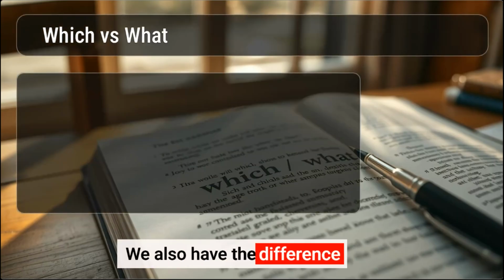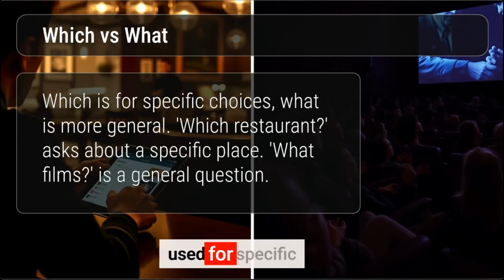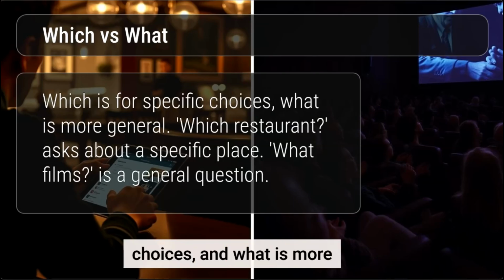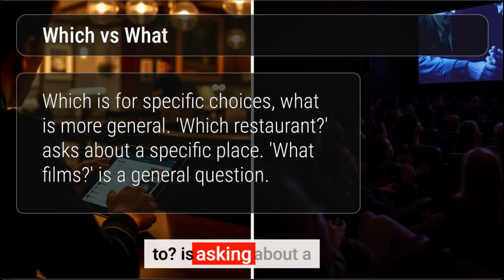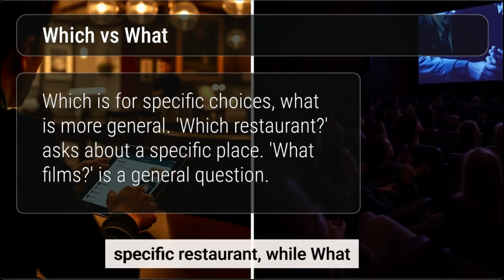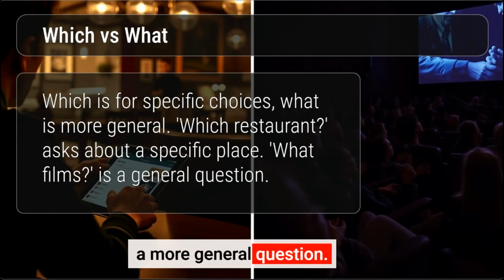We also have the difference between which and what, which is used for specific choices, and what is more general. For example, which restaurant did you go to? Is asking about a specific restaurant, while what films do you like? Is a more general question.